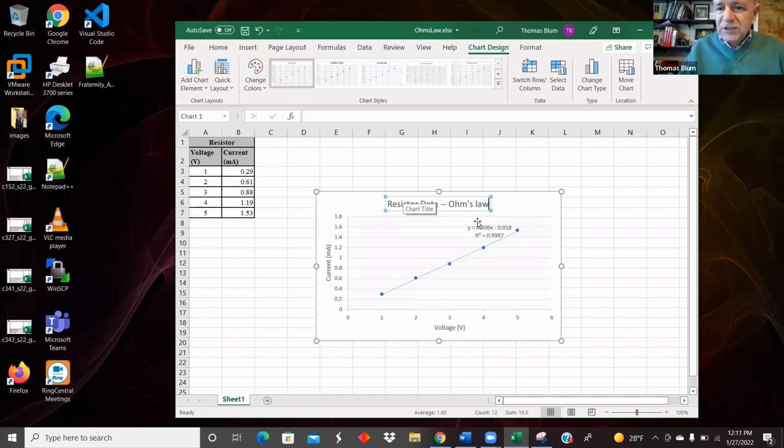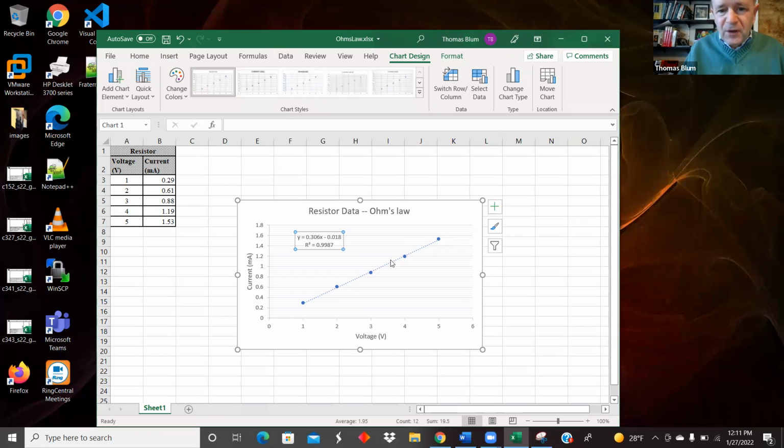Okay, it gave me a fit to a straight line, but I want to compare this to Ohm's law, and Ohm's law is voltage equals resistance times current, but there's no constant term in there. And so my fit from Excel gave me a small 0.018, gave me a constant term, and I want to get rid of the constant term. So I want to show in Excel how to do that.